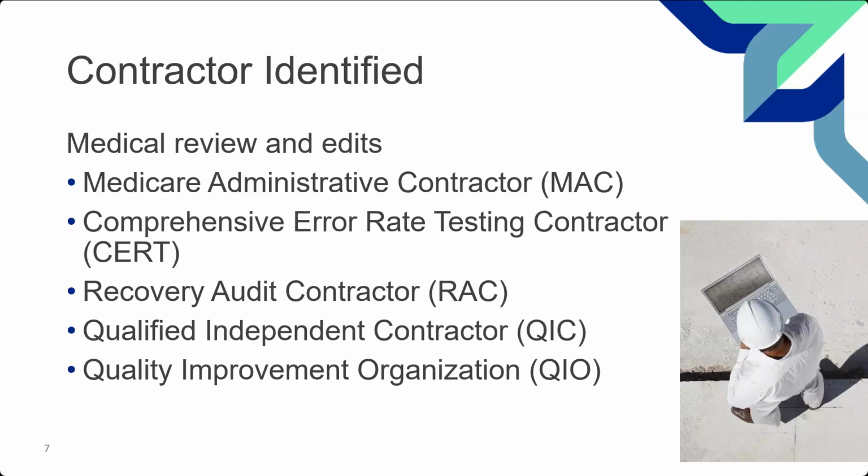Another contractor is the Comprehensive Error Rate Testing Contractor, or CERT contractor. This contractor identifies the national paid claims error rate using a stratified random sample of claims. So what they do is once a claim processes after the fact, they go back for each selective year and they look at a sample of claims. They then identify whether there is an error or not. Well, if there's no error, you're golden. If there does happen to be an error, it can create an overpayment.